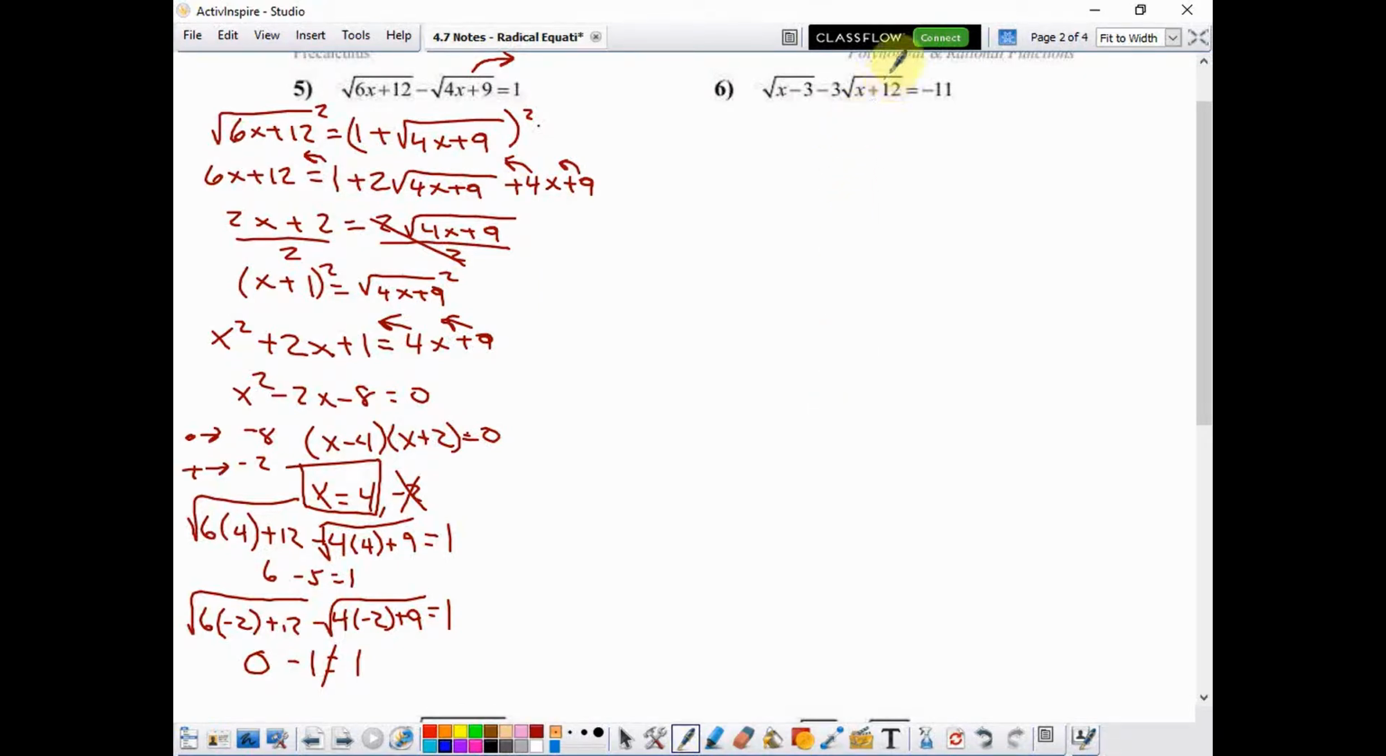In number 6, once again, I need to move one radical over. I'm going to move the negative radical. And just to work with positives, I'm going to move that negative 11. So I'll square both sides. First term squared is x minus 3. Product of the two is 11 times the radical. Double that is 22 times the radical. And the second term squared is 121.